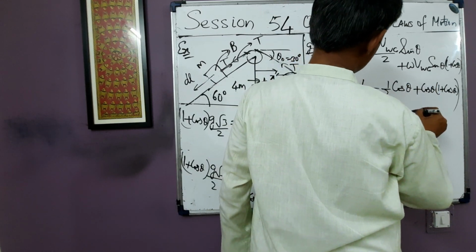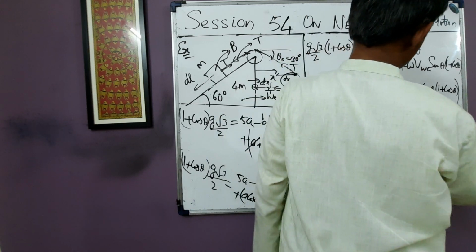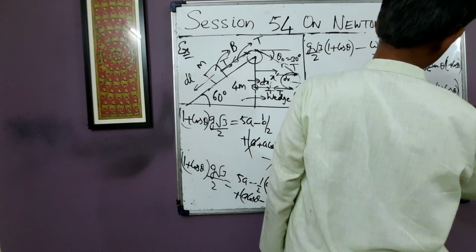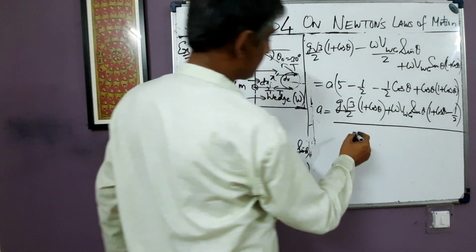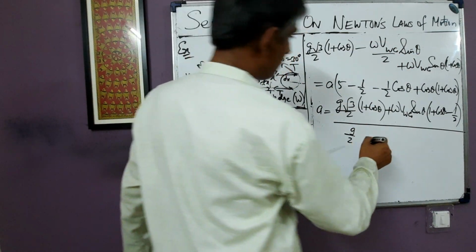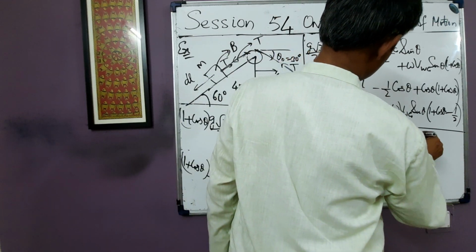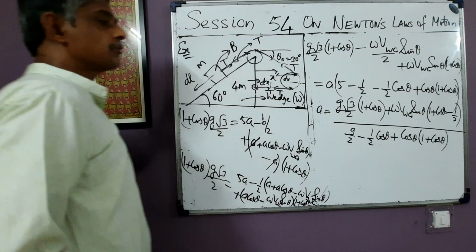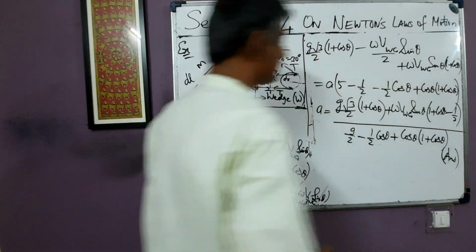Omega VWG sin theta. It becomes 1 plus cos theta minus half upon this quantity. 5 minus half becomes 9 by 2 minus half cos theta into 1 plus cos theta. See, this is the expression for A as a function of time. This is what we are asked to find out at some arbitrary instant.